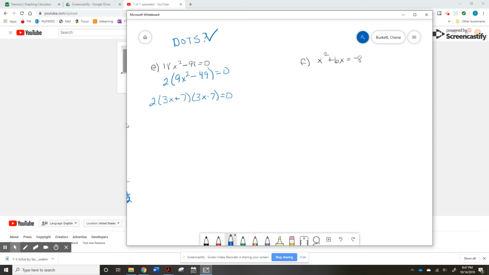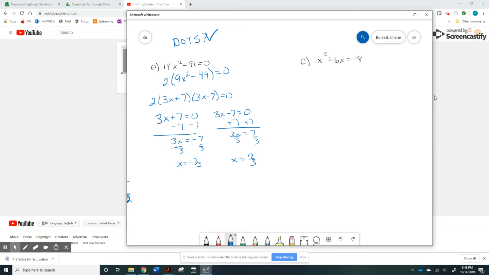And the 2 just kind of hangs out, or actually we could divide both sides by 2 right now and get rid of it. But I'm just going to take the two factors that are involved with the x and set each one of those equal to 0 and solve. So 3x is equal to negative 7, divide, x is equal to negative 7/3. Add 7, 3x is equal to 7, divide by 3, x is equal to 7/3. All right, so those are the solutions, the roots, or the zeros.